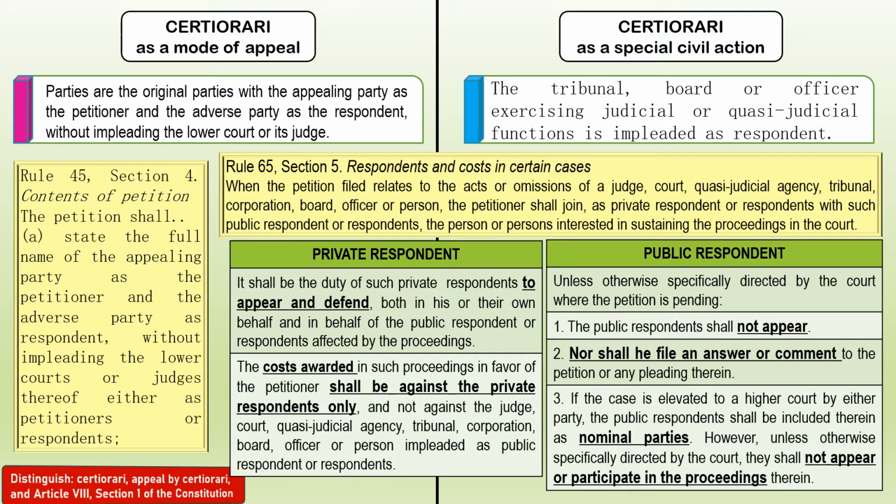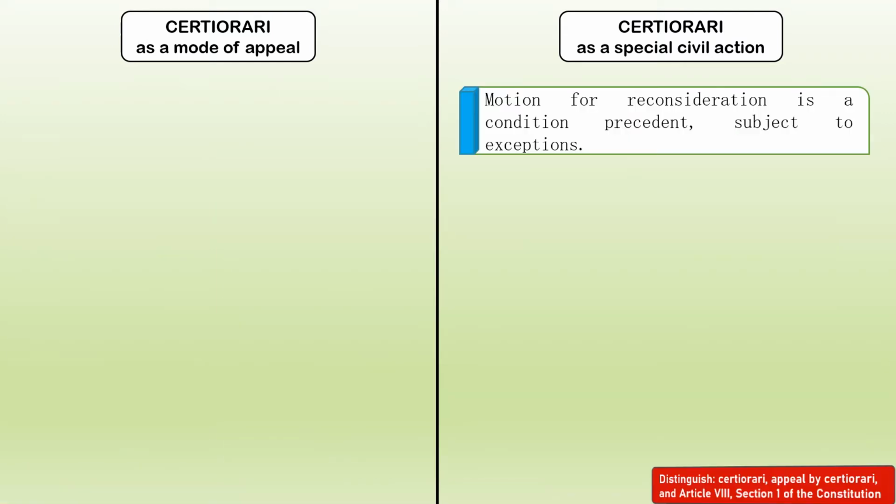How about your public respondent? Your public respondent, again, is the tribunal, the quasi-judicial agency, the judge, the court, corporation, board, officer, or person. Unless otherwise specifically directed by the court where the petition is pending, the public respondent shall not appear, nor shall he file an answer or comment to the petition. If the case is elevated to a higher court by the other party, the public respondent shall be included as nominal parties. But again, unless there is an order from the court, the public respondent will not appear or participate in the proceedings.